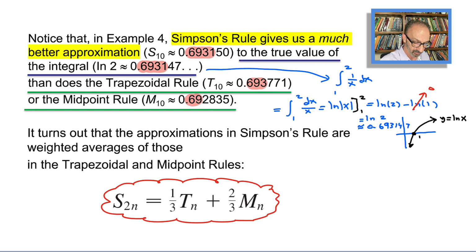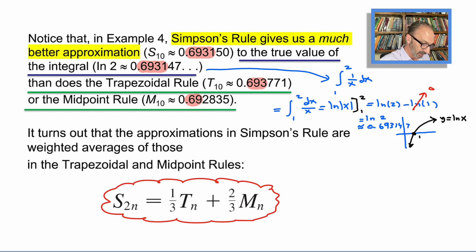ln 2 is approximately 0.693147, I believe. 7 or 3? 7. And ln 1 is 0. You could see from the graph that the graph goes through 1, 0, the x-intercept. So the actual is ln 2, which is right here. This is the actual, and this is the estimate using Simpson's rule with n equals 10. They're too close, as you could see.